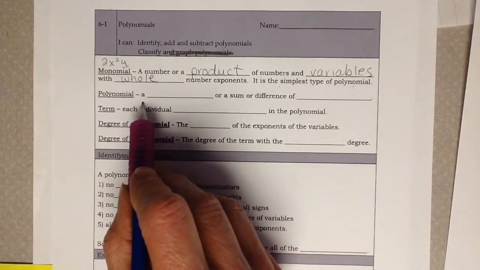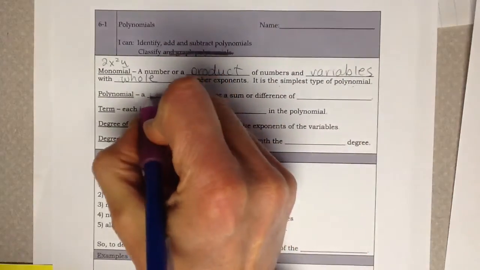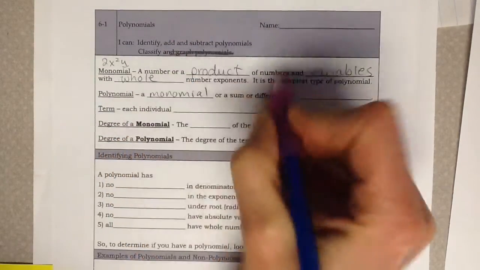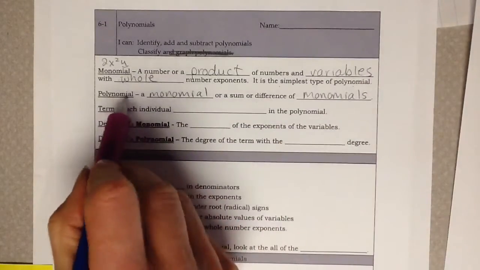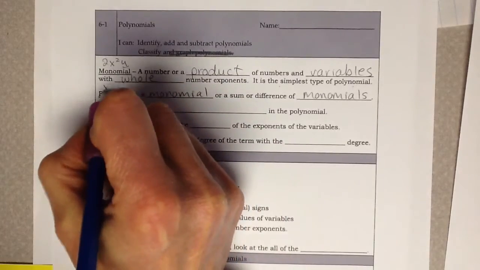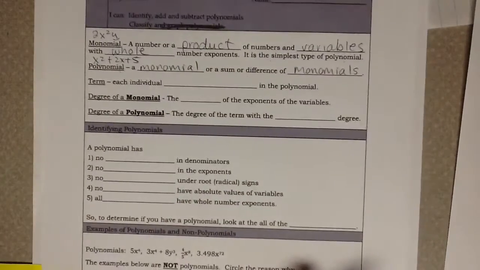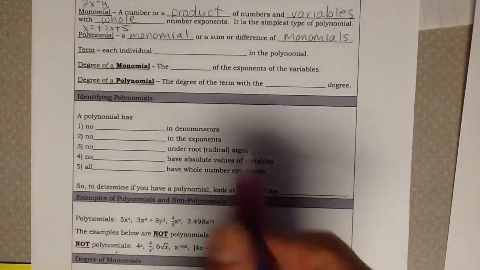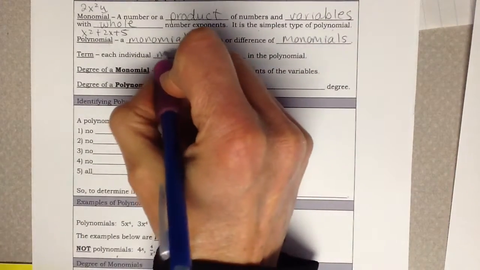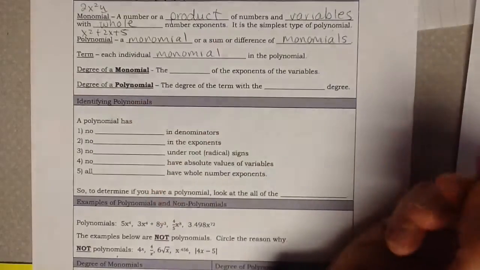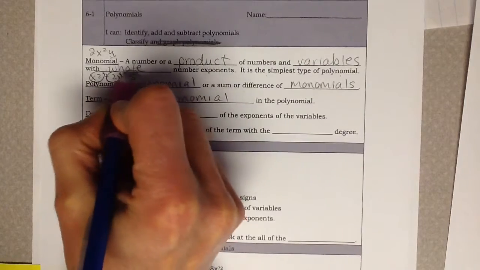Now, a polynomial is a monomial, or a sum or difference of monomials. So basically it could be this, or it could be x squared plus 2x plus 5 or something like that. Now a term, when I use the word term, I'm talking about each individual monomial in the polynomial. So back up to here. This is a term, this is a term, this is a term.